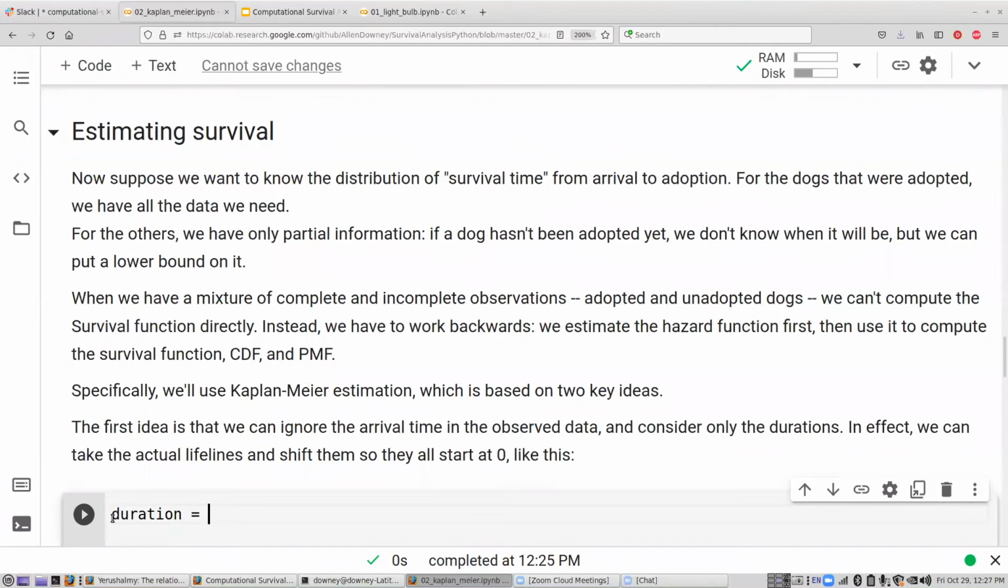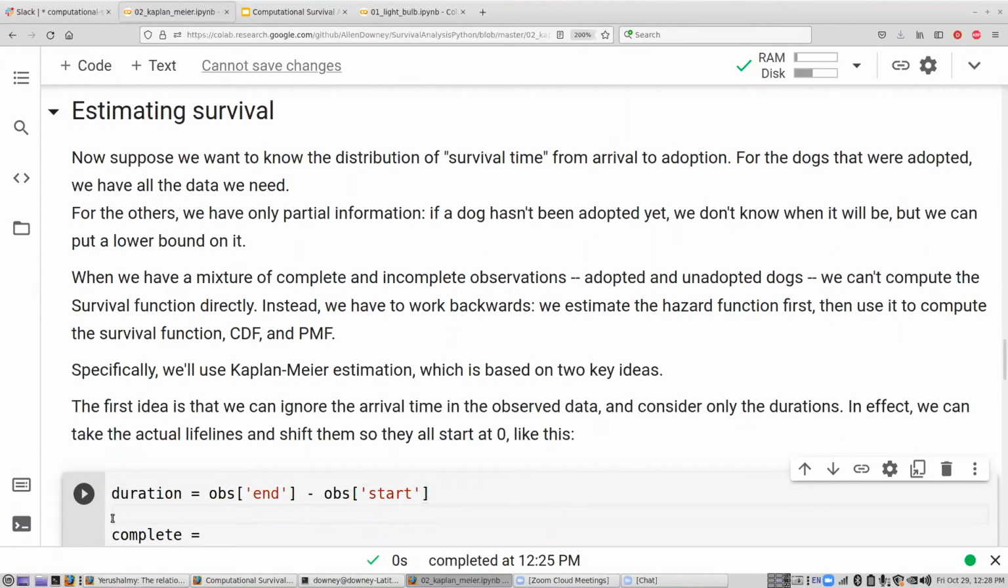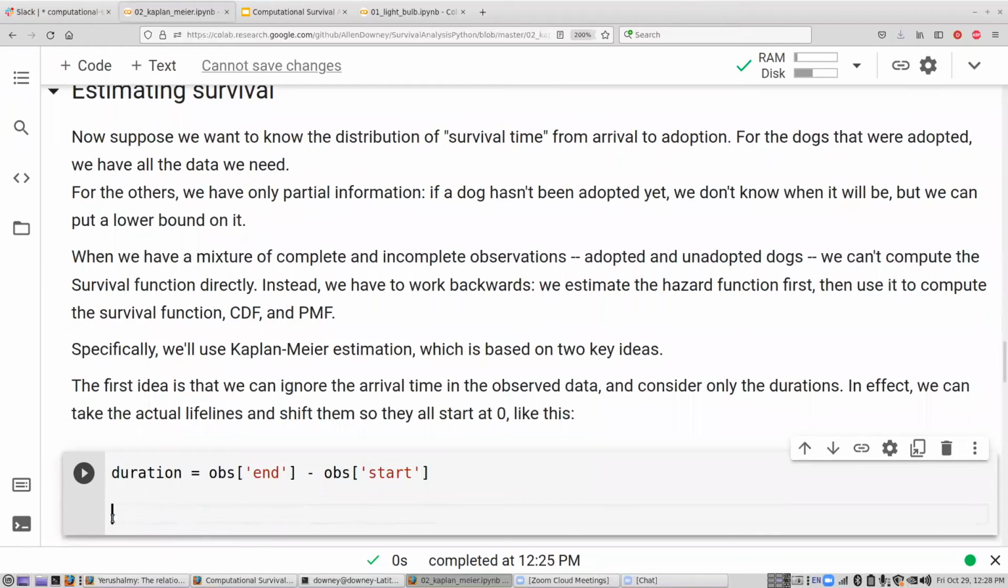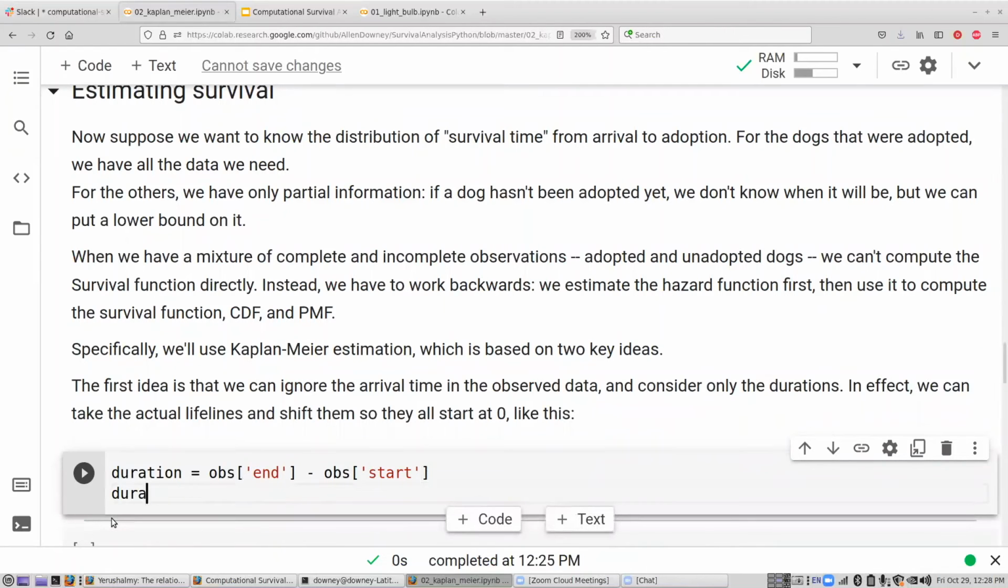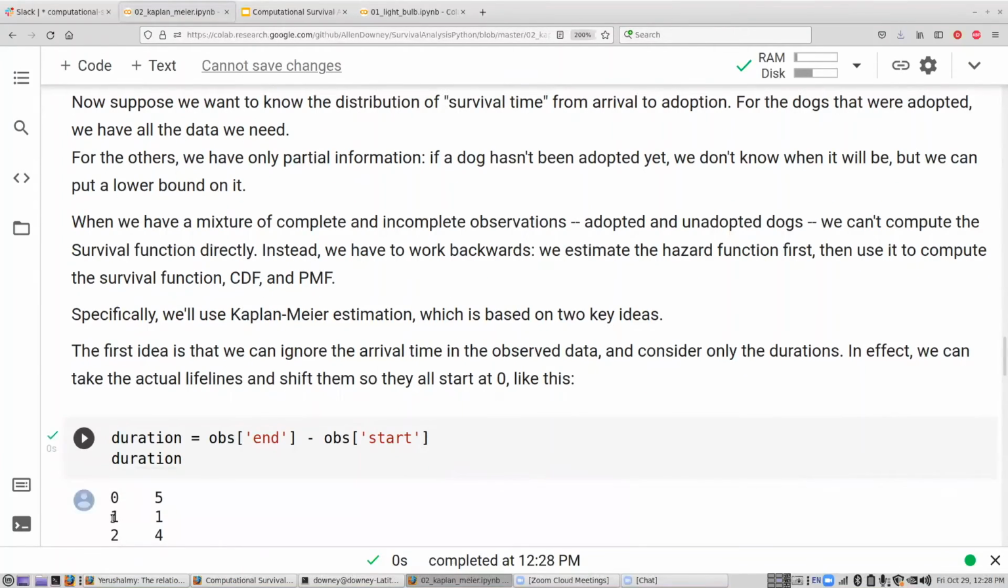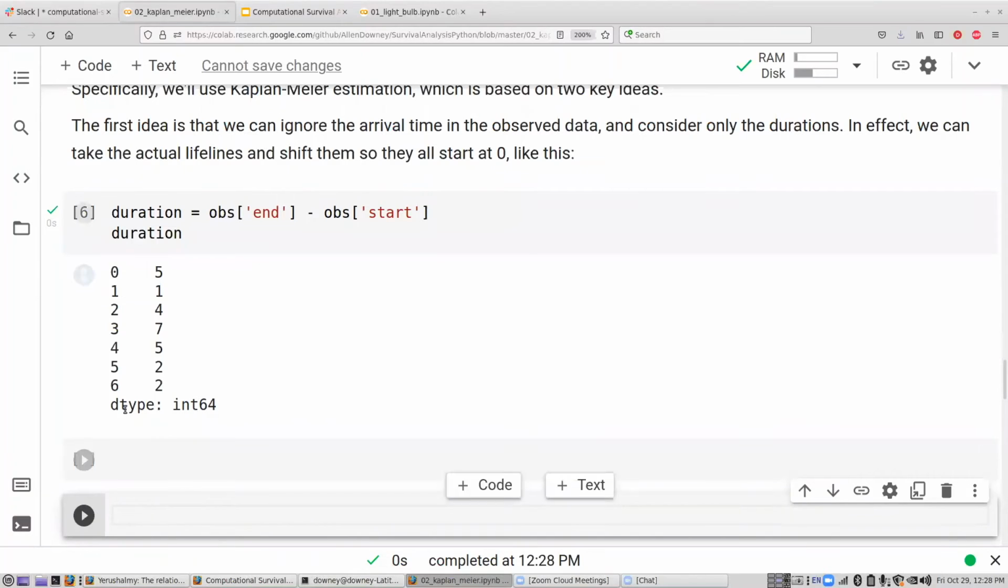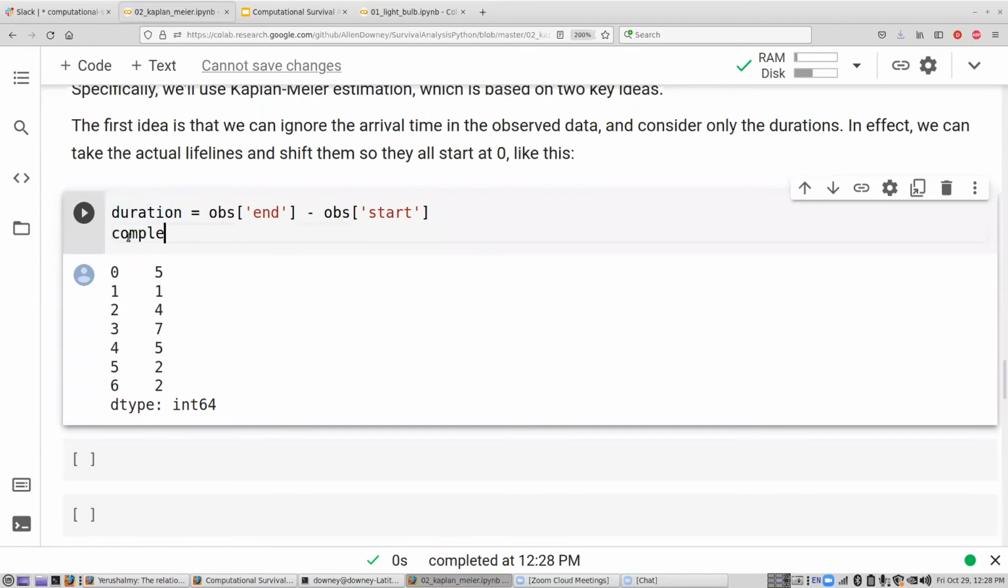And this will be the difference between the two columns. So I've got my observations, and I have the end minus the observed start. So that'll be my duration. And I'm going to display that. Okay. So the duration for dog 0 was 5 weeks. The duration for dog 1 was 1 week, and so on. Now I want to pull out the complete ones.